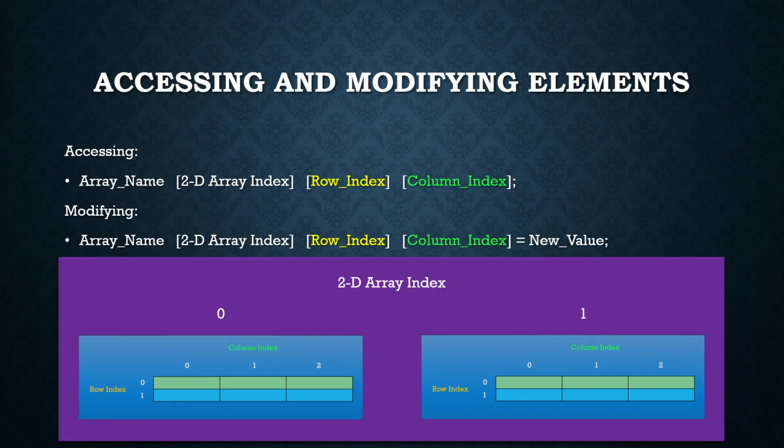Accessing and modifying elements in a 3-dimensional array is very similar to the process for accessing an element in a 1-dimensional and a 2-dimensional array. We write the array's name followed by the index of the 2-dimensional array, the index of the row, and the index of the column. To change or modify a value, we access the array and assign it the new value we want to assign. Here is a diagram showing the indexing of the 3D array we declared and initialized in the previous slide.